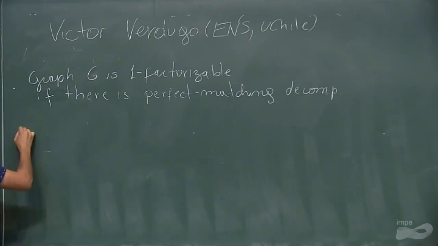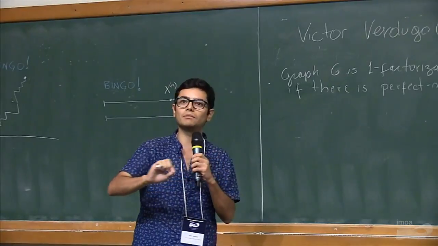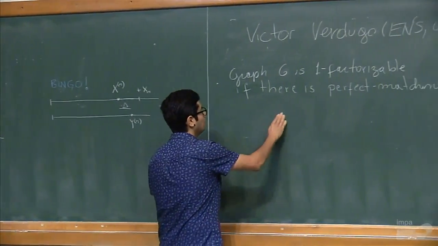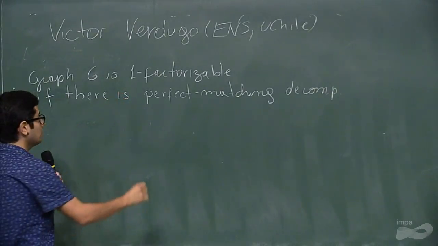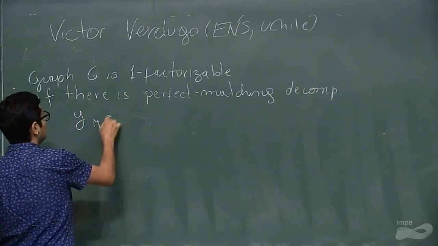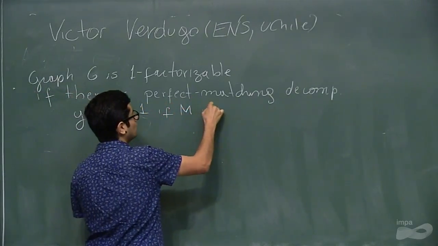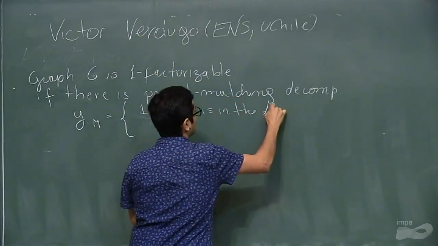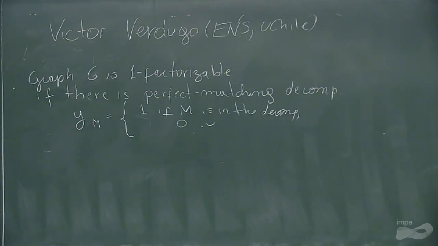But the thing is the following. There are some graphs that are not one-factorizable, but are fractionally one-factorizable, okay? In what sense fractionally? In the following. Let me write an IP of this thing. So y_M is just a variable saying one if the matching M is in the decomposition, 0 otherwise, okay? And then the IP is the following.